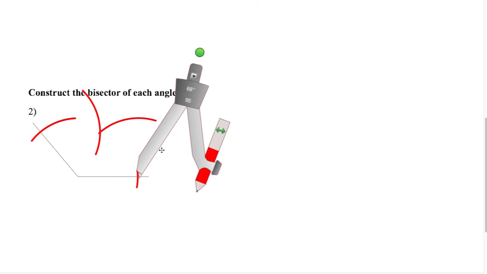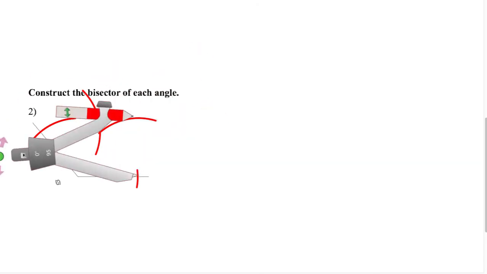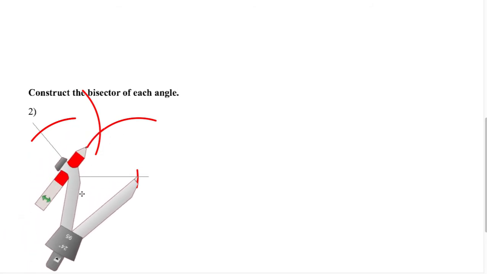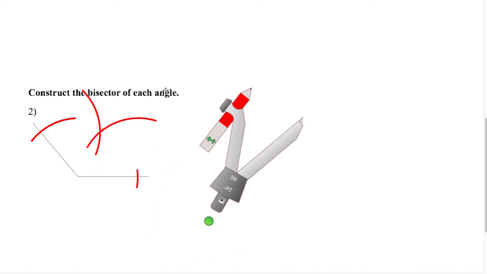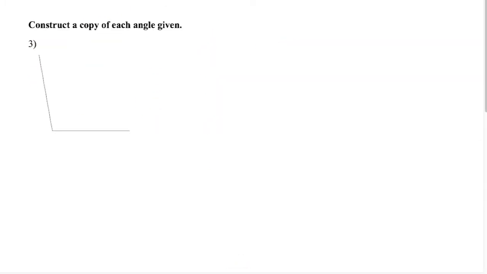Oops, I guess I should have made this one a little bit farther down to the left. Oh, what's going on? Oh, the metal end is, there it goes. So it should be right there. Alright, so there is my intersection, which means my line is going to come right through here. There is my perpendicular, or not my perpendicular bisector, but my bisector of the angle. Alright, that was number two. Let's go on to number three.